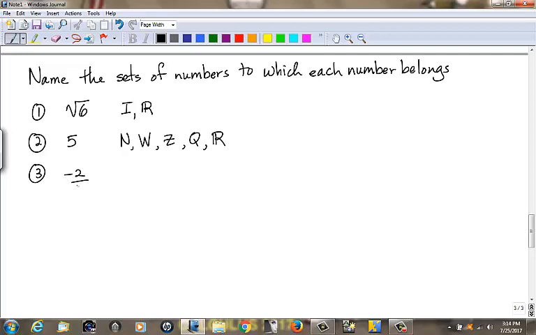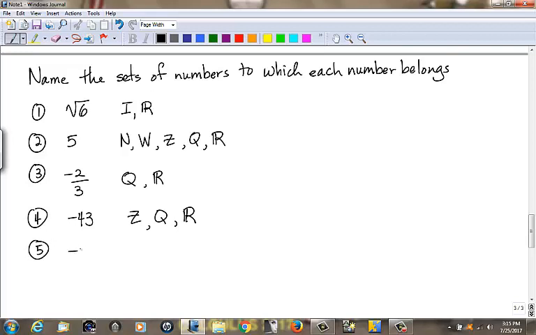Negative 2/3. That one you can put in the form of a fraction, m over n, where m and n are integers, so that is a rational number, and if it's rational, it's also real. Negative 43 would fit first in the integers. And then if it's an integer, it's rational, and it's also real.